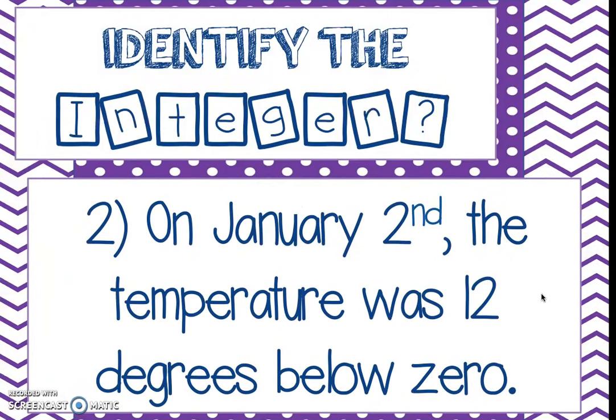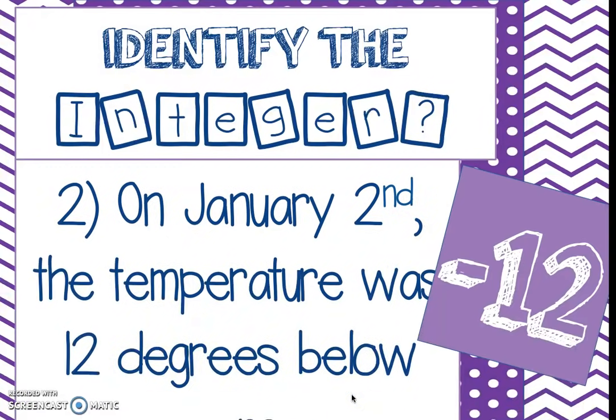Okay. All right. Number 2. On January 2nd, the temperature was 12 degrees below zero. Take a look at that and go ahead and underline the word that tells you whether it's going to be a positive or a negative. If we take a look, we see that the words below zero tell us that it's not at zero, but it's below. So we know that it's going to be a negative 12. In your integer box, make sure that you have a negative 12. Make sure in your words you have the word below underlined because it indicates that it's a negative.